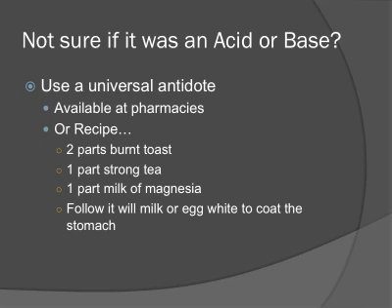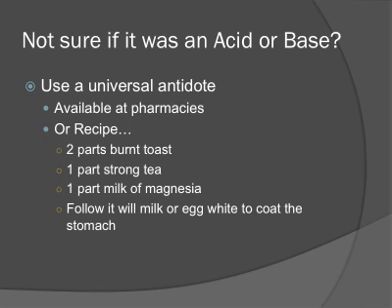Drink some really strong tea because that's acidic. Drink some milk of magnesia because that's basic. So basically, if we eat a combination of this, hopefully it will do what it's supposed to do, whether it's supposed to neutralize an acid or neutralize a base. And then, of course, if you drink milk or egg white, it coats your stomach, and so it'll slow down your body's absorption of the acids or the bases.